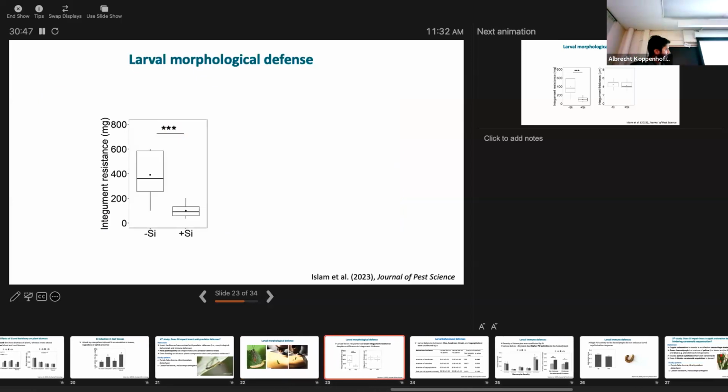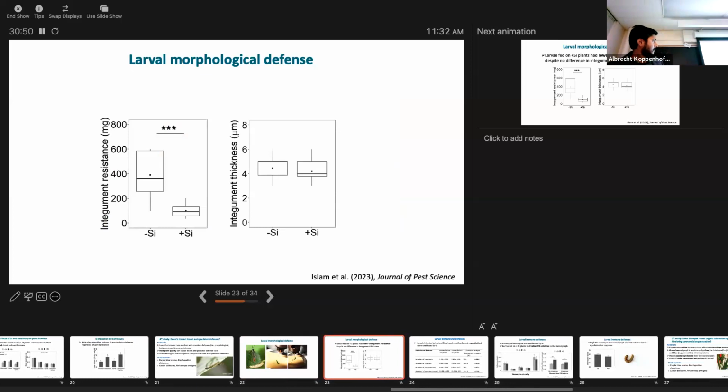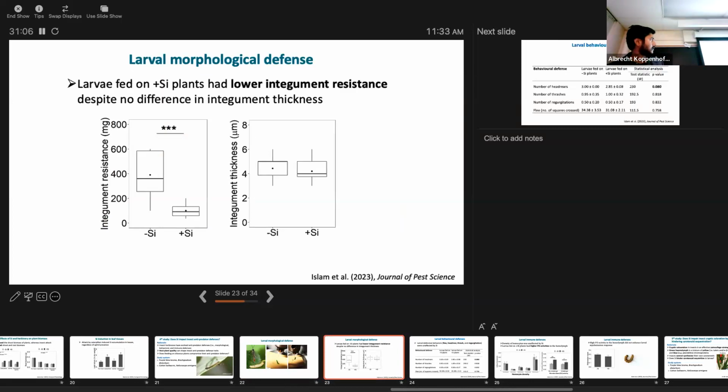So this is what I found: feeding on plus and minus silicon plants actually did not affect larval integument thickness, but the integument resistance was higher when larvae fed on minus silicon plants. So larvae fed on plus silicon plants had lower integument resistance despite no difference in integument thickness. This is because the caterpillars feeding on minus silicon plants were bigger, and I found a positive correlation between larval final weight and their integument resistance. So this could be related.